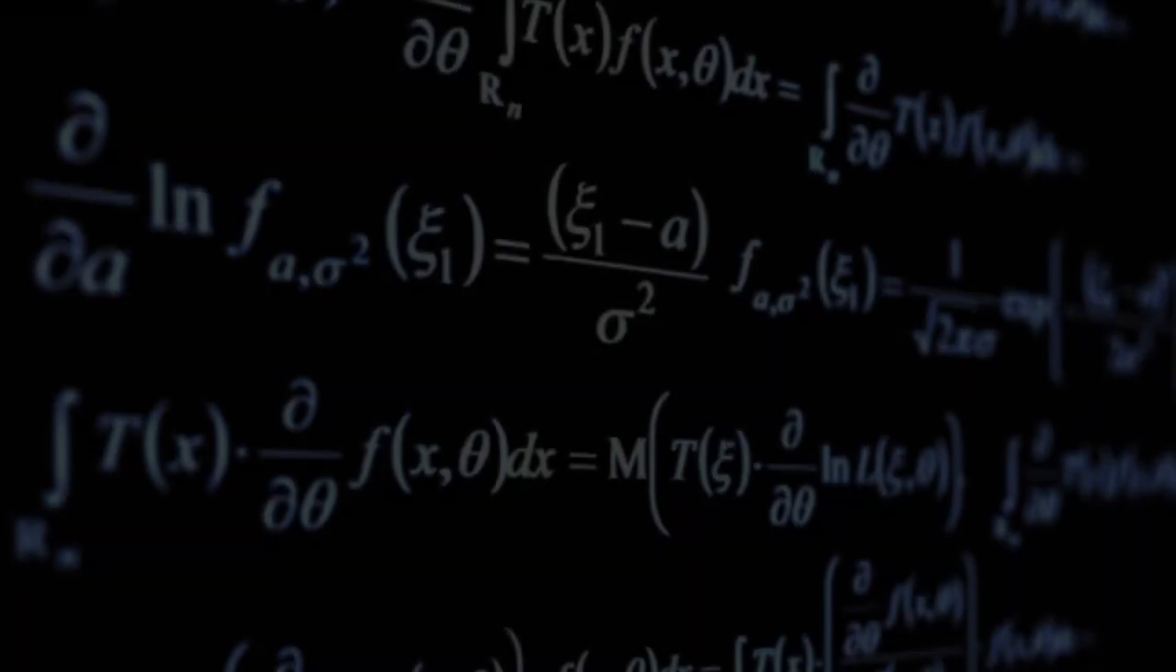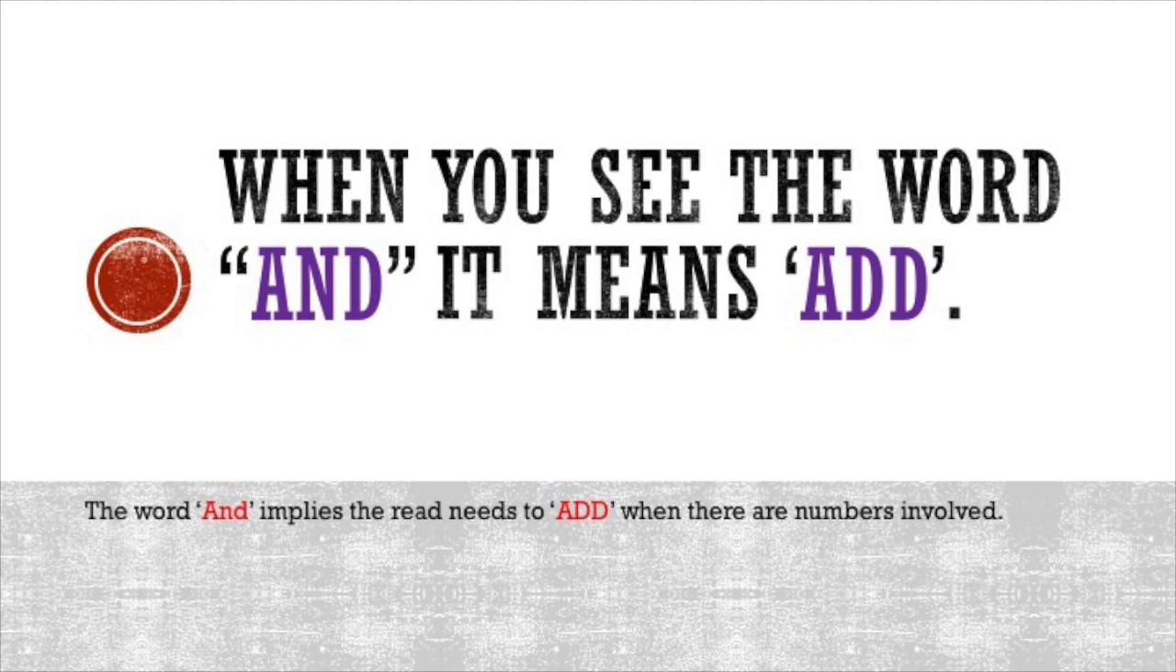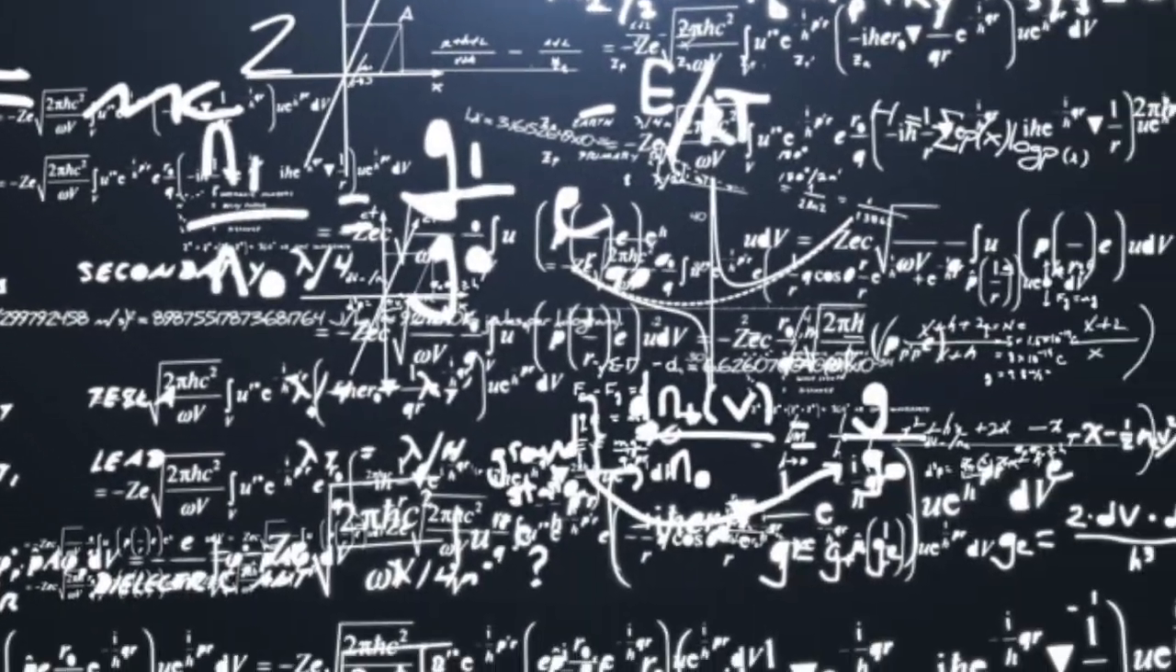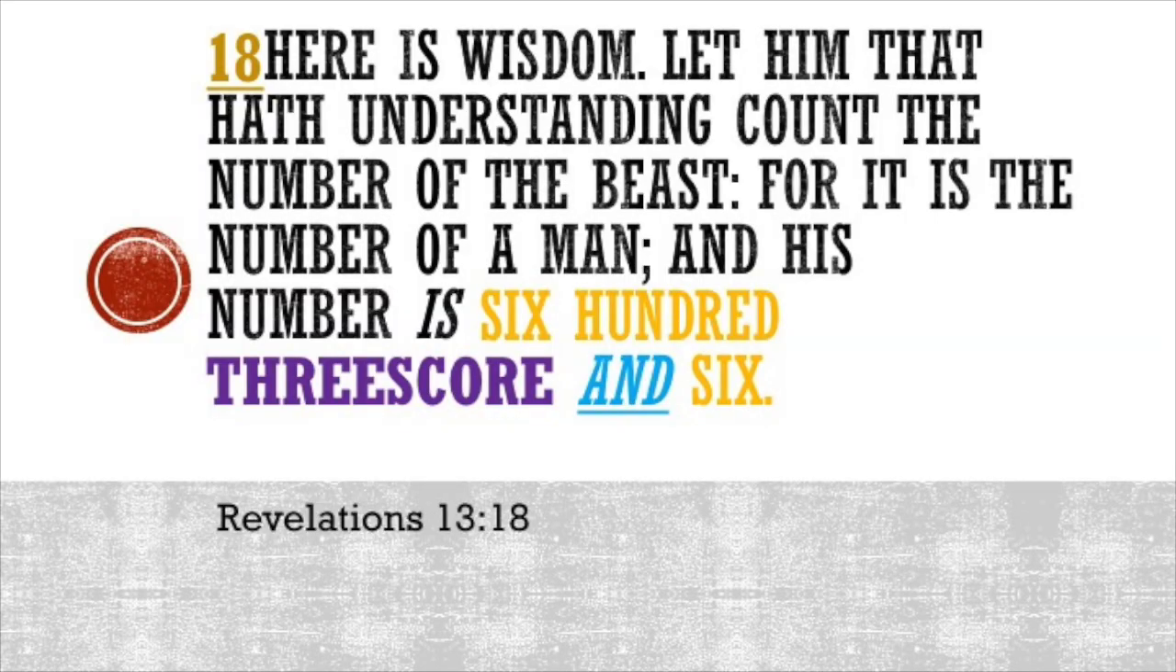So that's one guideline. The other guideline to help with interpreting biblical mathematical equations is the word and. When you see the word and, you simply want to add. I'll give you an example. Let's go back to Revelations 13:18. There you'll see 3 score, which is 3 times 20, and 6. When you add that together, you get 66. And in front of that is the 600, so you add that to the 600, and that's how you get 666.